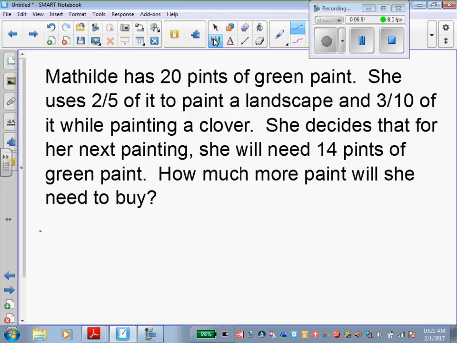We have Matilda, or however you want to say your name, Mathilde or M or Matt or whoever you want to call it, has 20 pints of green paint. She uses 2/5 of it to paint a landscape and 3/10 of it while painting a clover. She decides that for her next painting, she will need 14 pints of green paint. How much more paint will she need to buy?